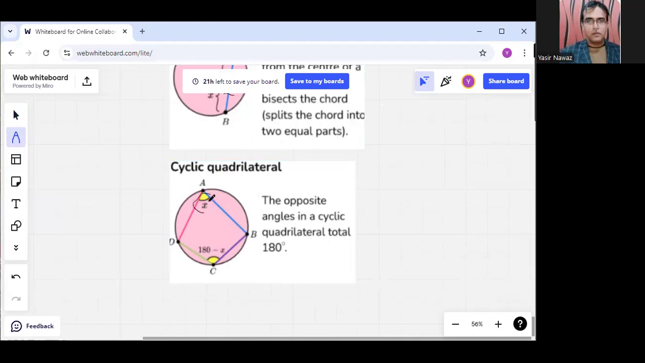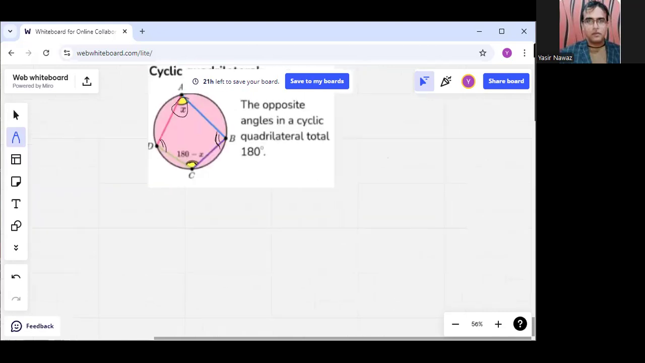Suppose this angle is x, then the opposite angle would be 180 minus x. When you add these two angles, the answer would be 180. Similarly, the angle here and the angle here would also sum to 180. So that's about the opposite angles in a cyclic quadrilateral.